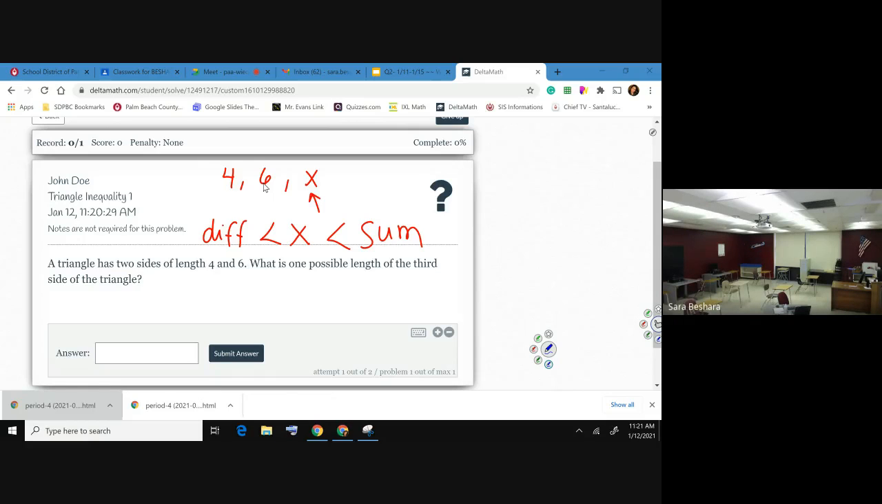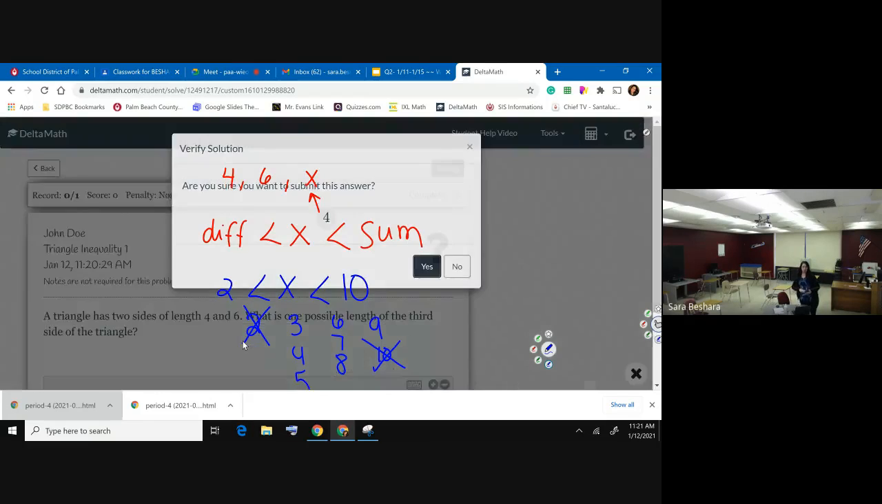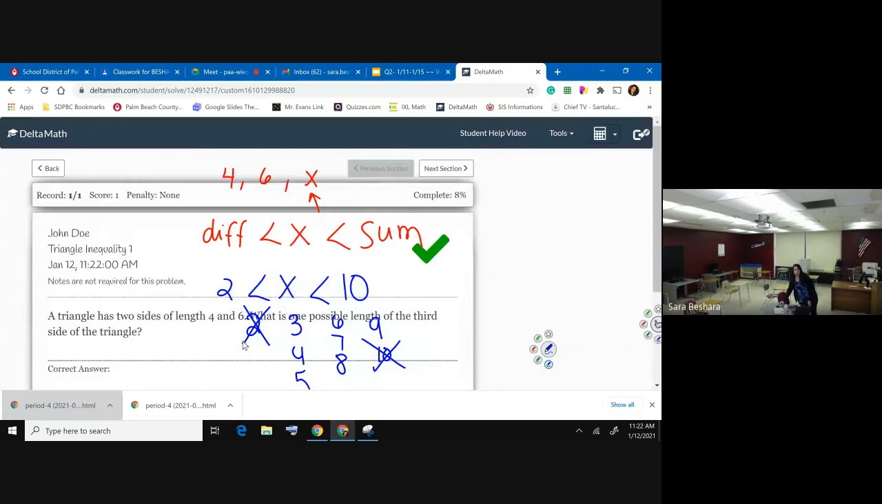Difference means we subtract, so that's 2, less than x, less than the sum, we add, 10. Remember I said anything between 2 and 10, but not 2 and not 10. So the length cannot be 2, and it cannot be 10. Here's what it can be: 3, 4, 5, 6, 7, 8, 9. 10 is not included, 2 is not included. So you can type in any answer for this one, and it will be counted correct. I'm just going to type 4 and submit that. Every question here, you'll have 2 chances to do each question.